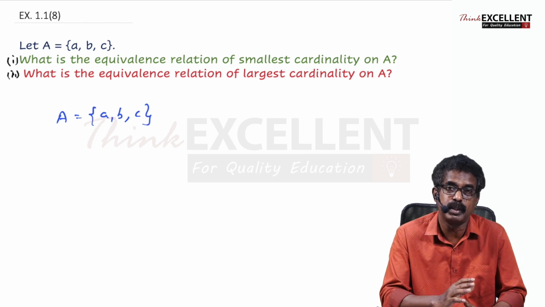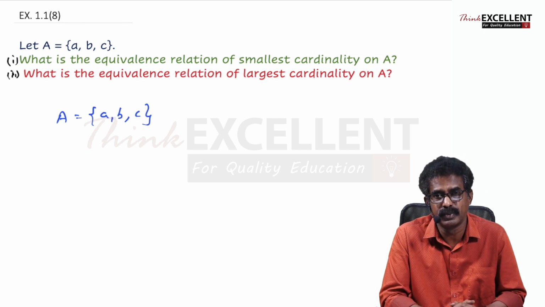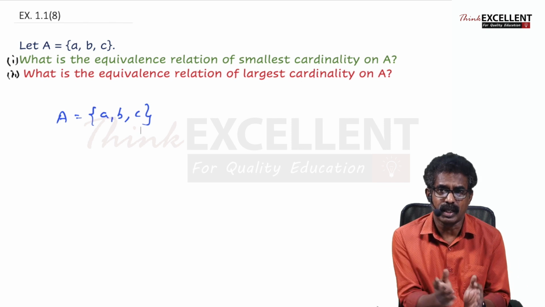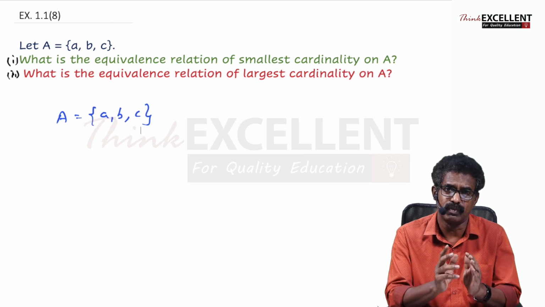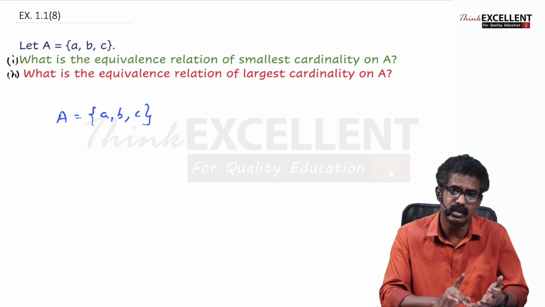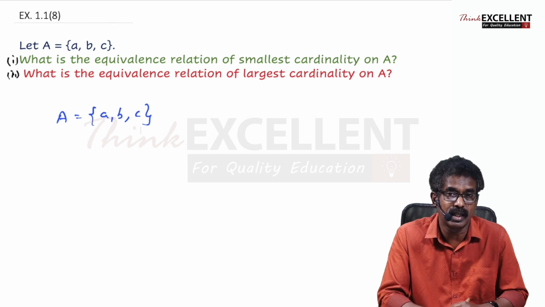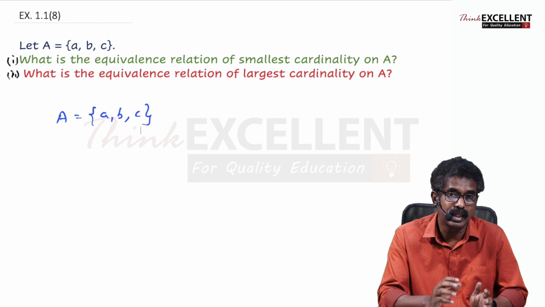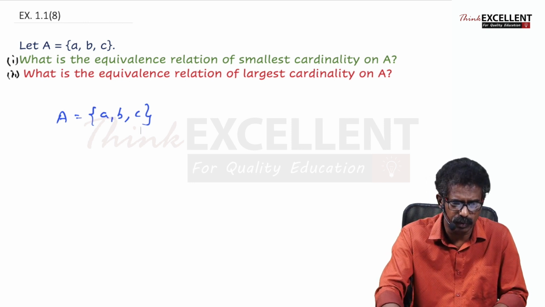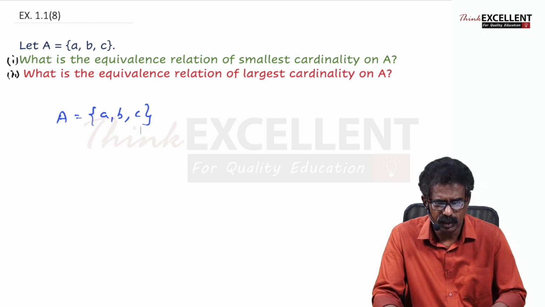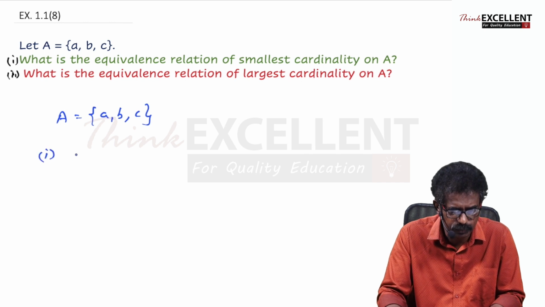Reflexive means some element should be there and every element must be related to itself. Symmetric, no problem. Suppose it is not there, you cannot say it does not satisfy symmetry or transitive, right? So for the empty relation, you say it is symmetric, it is transitive, but the only thing is it is not reflexive, okay? So it is not an equivalence relation. So you cannot take that as the smallest relation, okay? The equivalence relation with the smallest cardinal number. You can't take the empty relation.